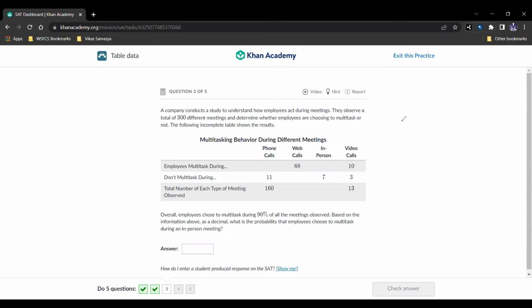And let's see what we can do here. Overall, employees choose to multitask during 90% of all the meetings observed. Based on the information above, what is the probability that the employees choose to multitask during an in-person meeting? Well, they chose to multitask during 90% of all of the meetings observed, which is 300 different meetings. So 90% of 300 is just going to be 270 meetings.